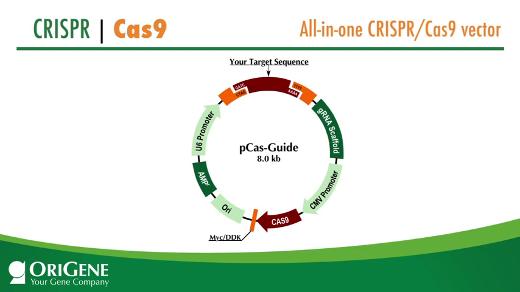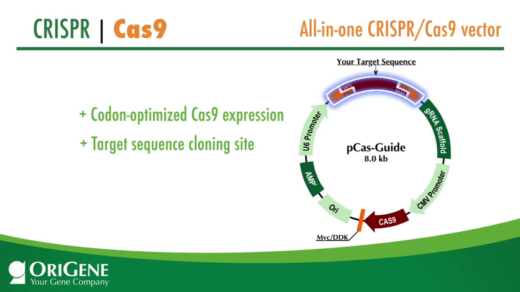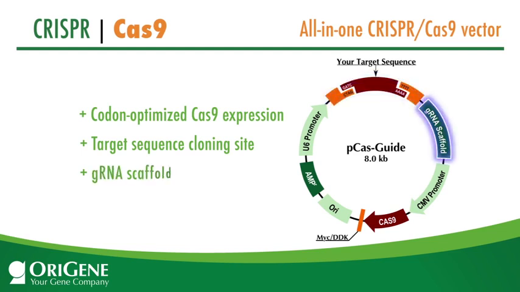Oragene offers an all-in-one vector, pCas guide, engineered with all the essential elements for targeted cleavage. The codon-optimized Cas9 expression, a cloning site for the 20-nucleotide target sequence, and a gRNA scaffold downstream of the cloning site to be transcribed into a complete gRNA by a U6 promoter. With a target sequence cloned into this vector, cells transfected with this construct will express Cas9 nuclease and the guide RNA, which will then lead to a sequence-specific double-stranded break in the genome.